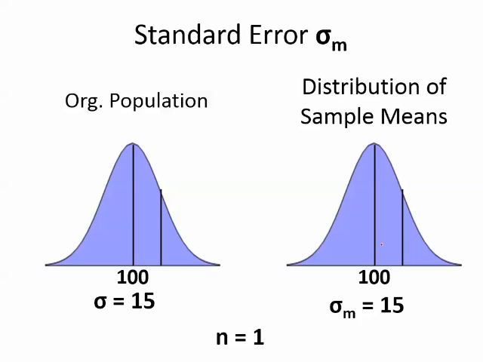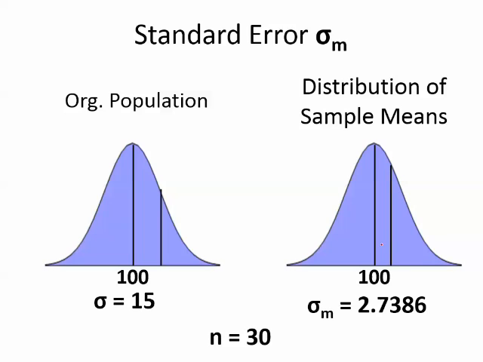Okay? But let's see what happens when we increase our sample size. As we increase our sample size, in this case we're using a sample size of 30, we start with a population with a standard deviation of 15 and a mean of 100. Notice our means aren't changing here.